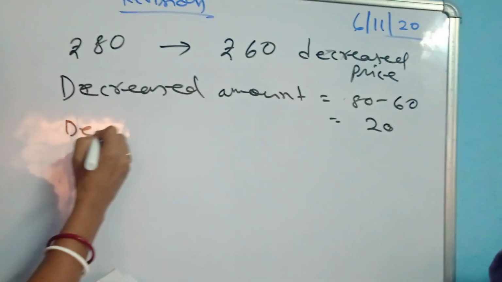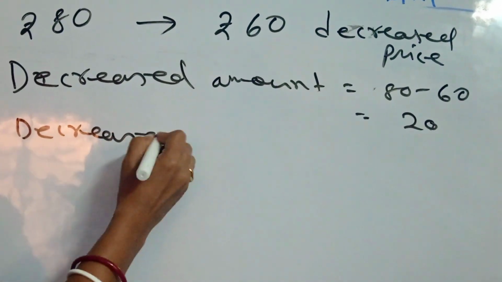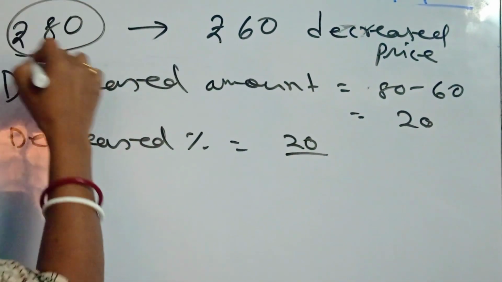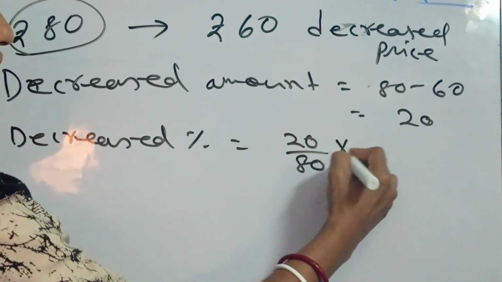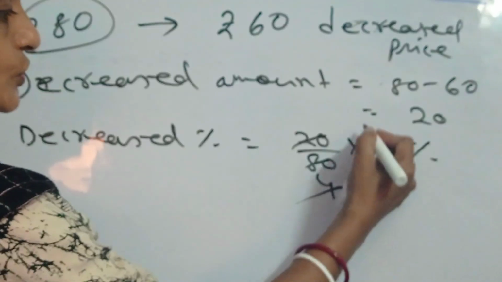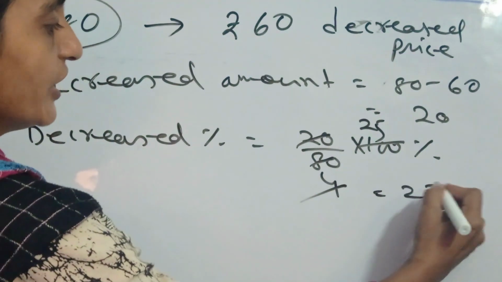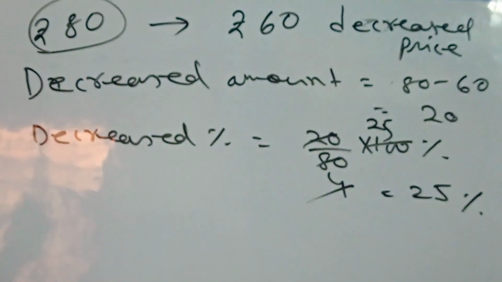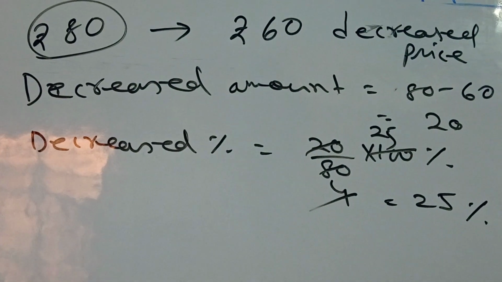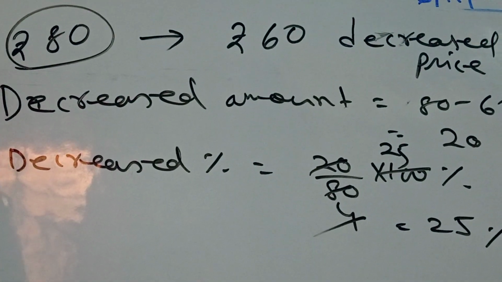So decreased percentage is equal to 20 by, what was the initial price? This was 80, so it is 20 by 80 into 100%. So let's cancel, it is 4, so 4 25s are 100. So what is the decreased percentage? The decreased percentage of the price is equal to 25%. This is the first bit of question number 18.